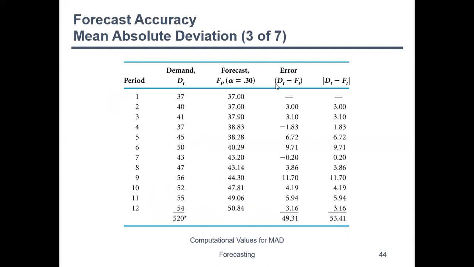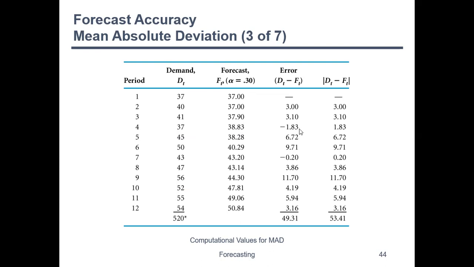Now let's go back to our data. When we use our alpha of 30%, our forecasted values were 37, 37, 37.90, 38.83, 38.28, 40.29, 43.20. These were the forecasts, and then these were the demands. So our error is the difference between the demand and the forecast. 37 minus 37 is 0, but here we don't write 0, we just put a dash. The next error is 40 minus 37, which gives us 3. The next one, 41 minus 37.9, gives us 3.10. The next one, 37 minus 38.83, gives us negative 1.83.